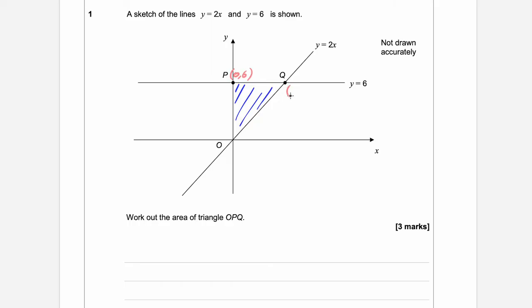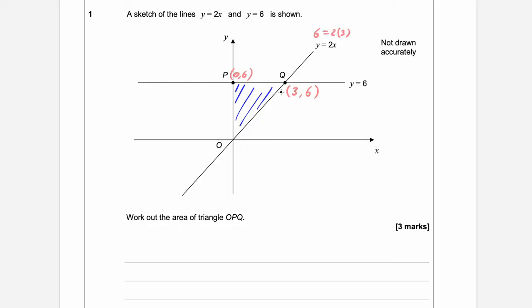And the coordinate of Q has to be, if the y is 6, this is slightly tricky, guys. y is 6 and y equals 2x, so the x has to be 3 because 3 times 2 is 6. Okay, so that point, look guys, lies on this line. 6 equals 2 times 3.